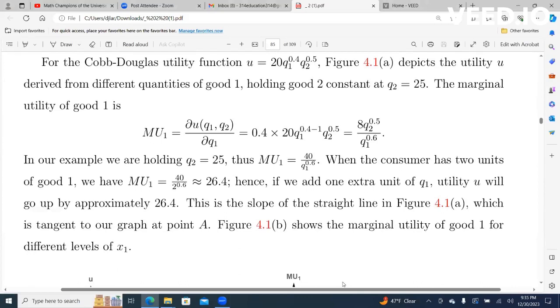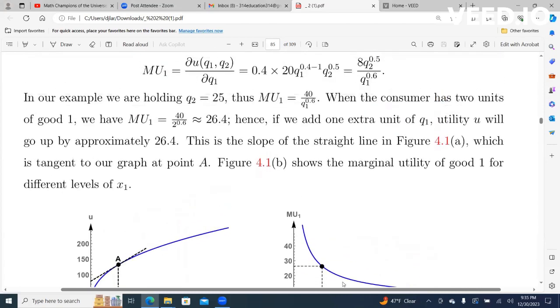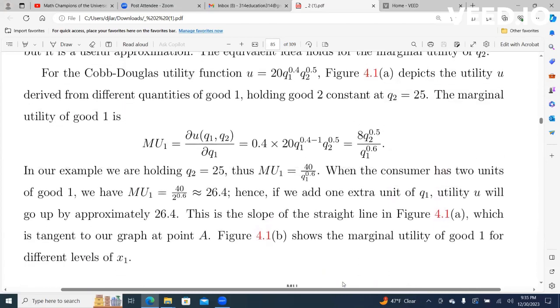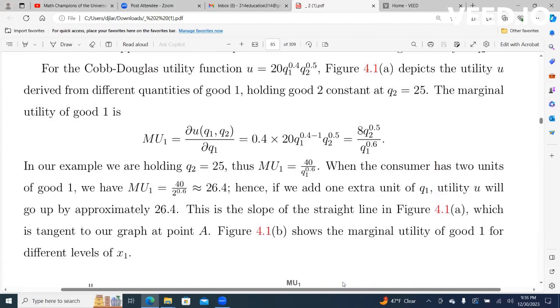So for a Cobb-Douglas utility function, there it is, figure 4.1a. They always do the basic graph, whether we need it or not. They give us a function as an example, and if you take the derivative with respect to Q1, that's going to be MU1, marginal utility 1, and you get that. So no need to dwell.